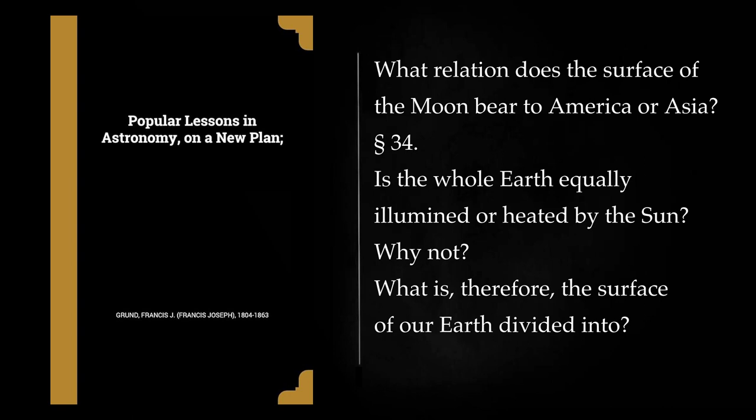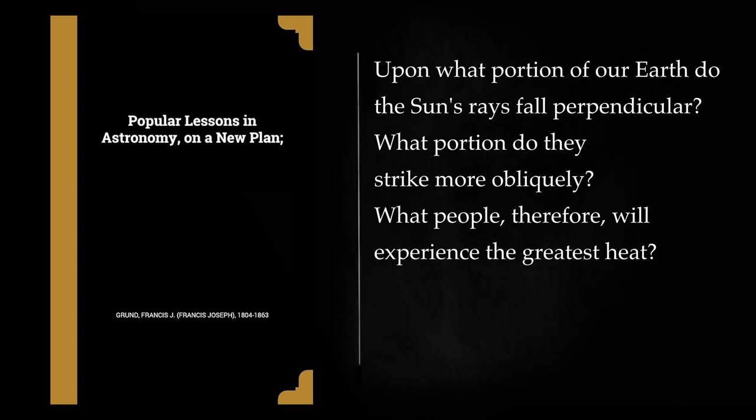Section 34. Is the whole Earth equally illumined or heated by the sun? Why not? What is, therefore, the surface of our Earth divided into? Upon what portion of our Earth do the sun's rays fall perpendicular? What portion do they strike more obliquely? What people, therefore, will experience the greatest heat?